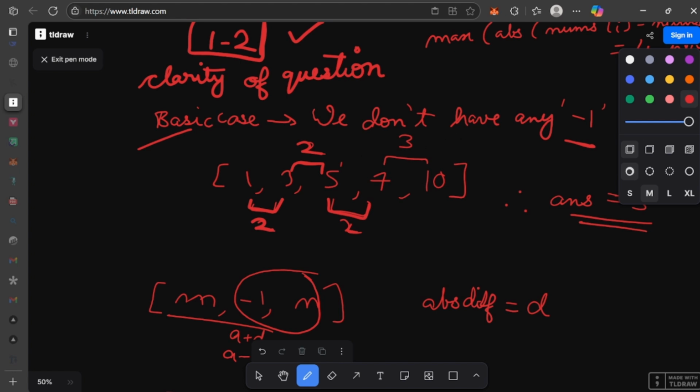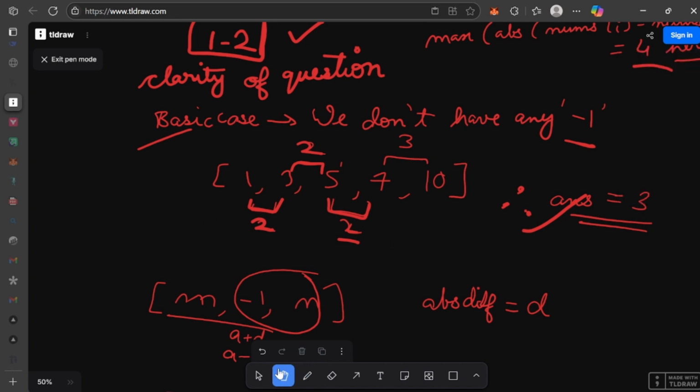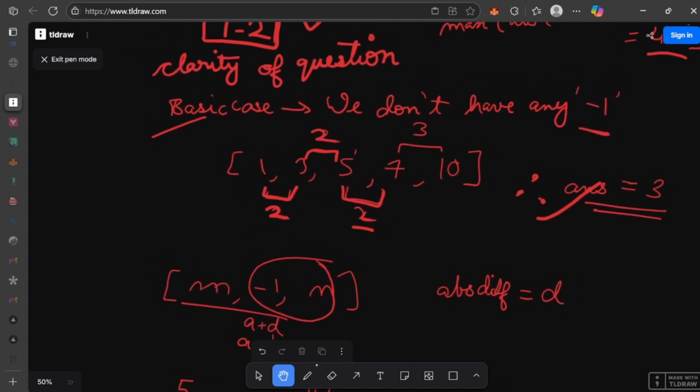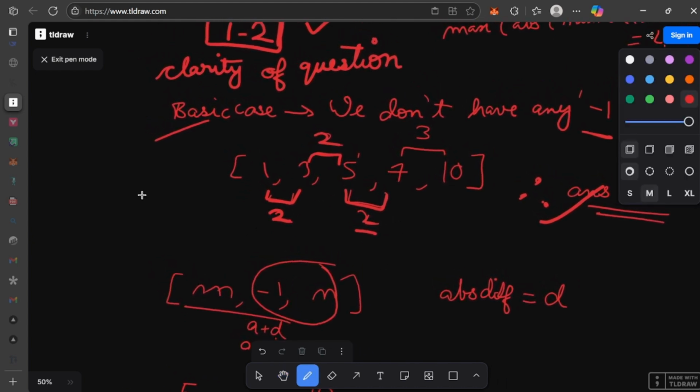So whatever the max absolute difference would be, that would be our answer, because we cannot alter the different absolute differences as we don't have -1 anywhere in this example. So this one case, if you discuss with the interviewer, he will give you 1 point for clarity, whatever.